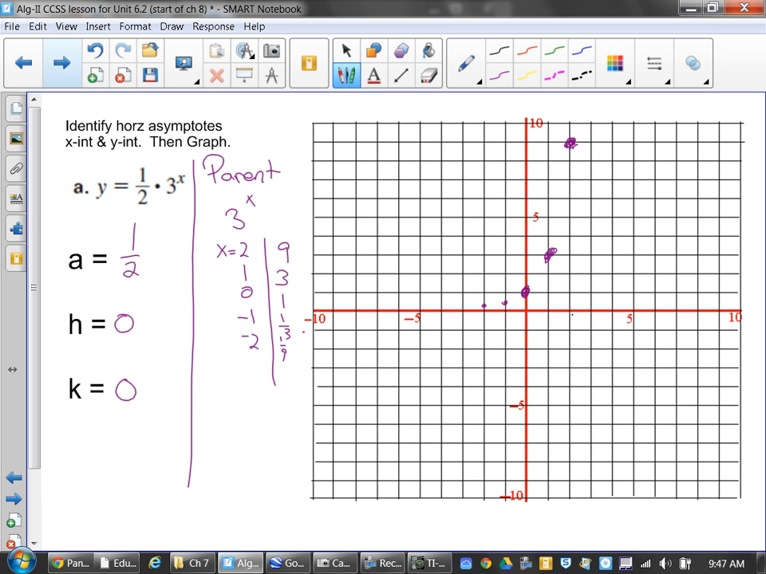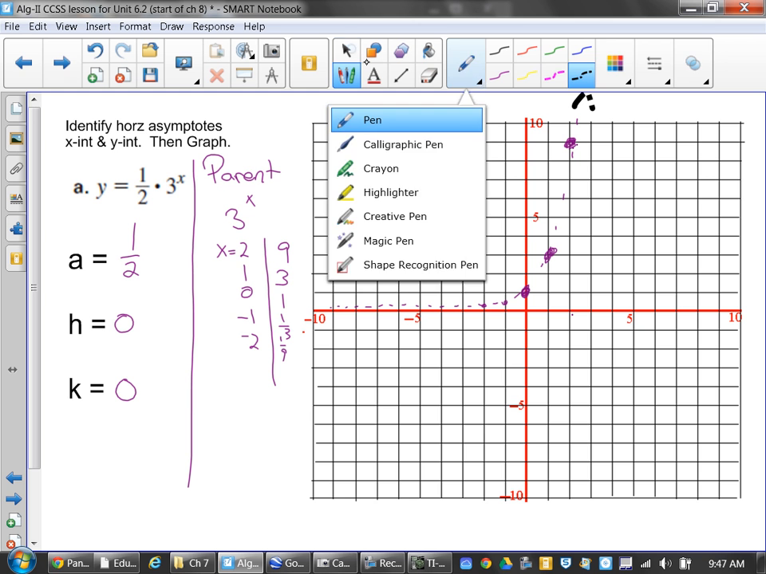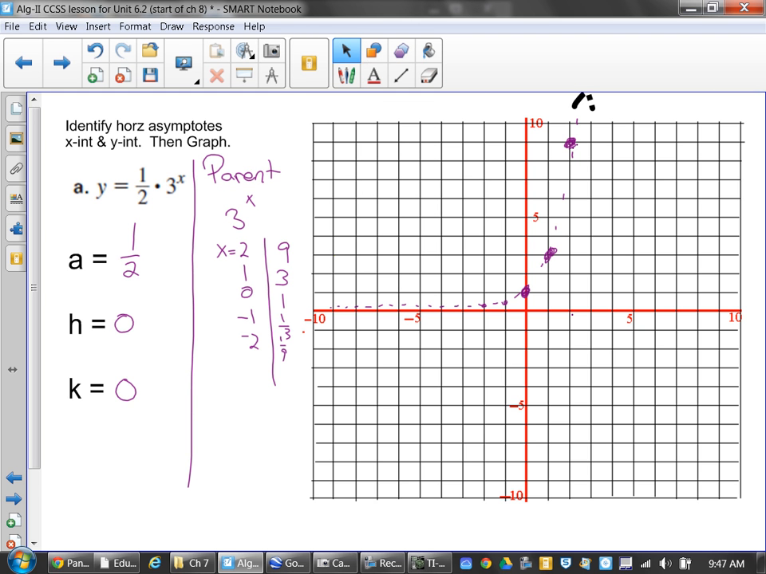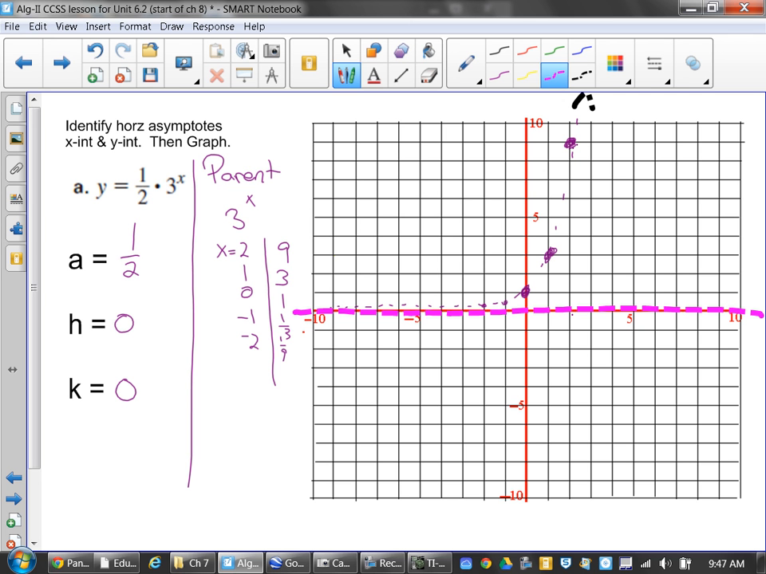Now, those being our parent plot points, what do I have to do to all of those? Connect them with the dotted lines. Connect with the dotted lines, okay. Is everybody okay that we have a horizontal asymptote at 0 right now? Yeah. Let's throw that in for right now. So that's my parent function.